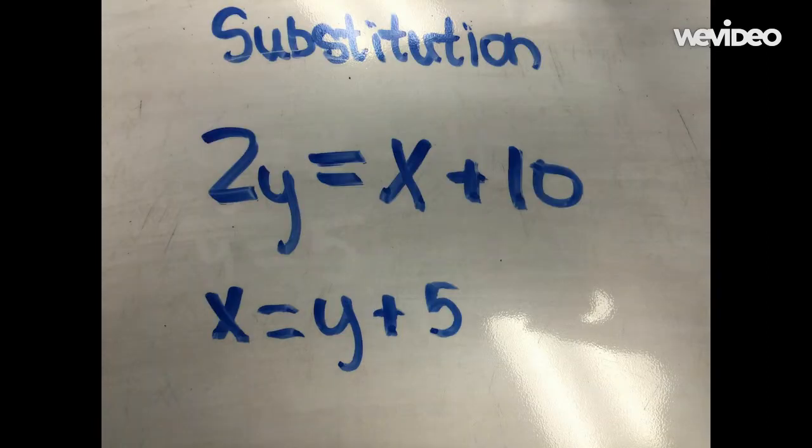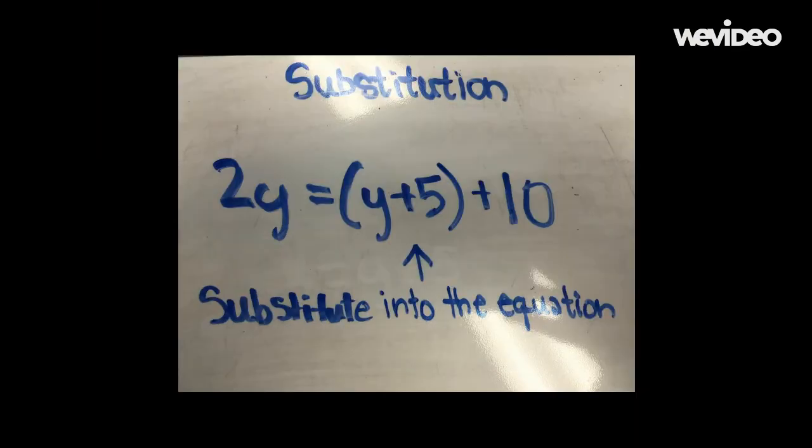For the substitution side of things, we're basically going to be taking one equation and substituting that into another equation and then solving that equation. So in this example, we have 2y equals x plus 10 and x equals y plus 5. What we'll want to start by doing is taking x equals y plus 5 and substituting that value of x into the x in the equation 2y equals x plus 10. When we do this, we're going to end up with 2y equals y plus 5 plus 10.